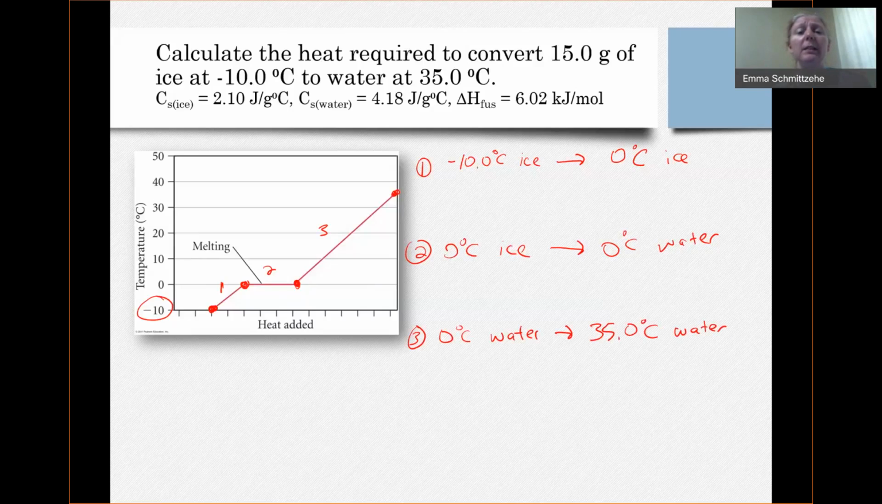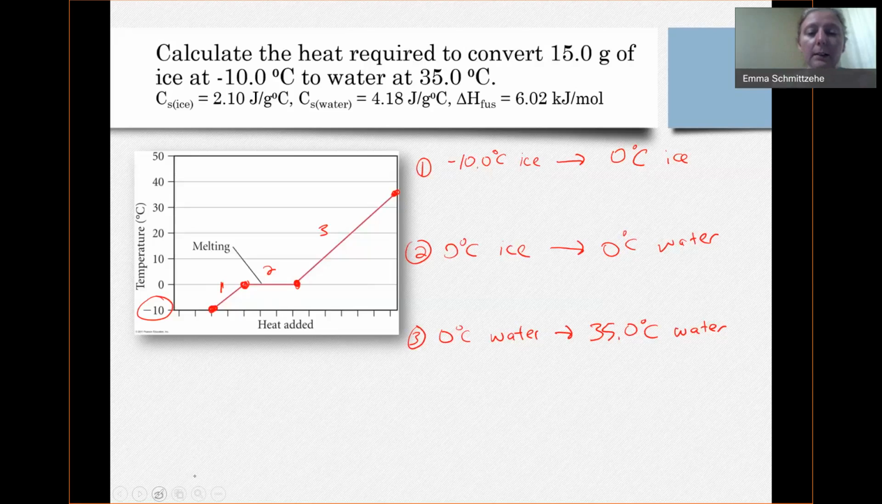So the first one is a temperature change, and since it's a temperature change, we use Q equals mc delta T. And then the second one's a phase change. So we're going from the solid to the liquid, and so that one we need to use the enthalpy value. And then the third one's another temperature change, so another mc delta T calculation.